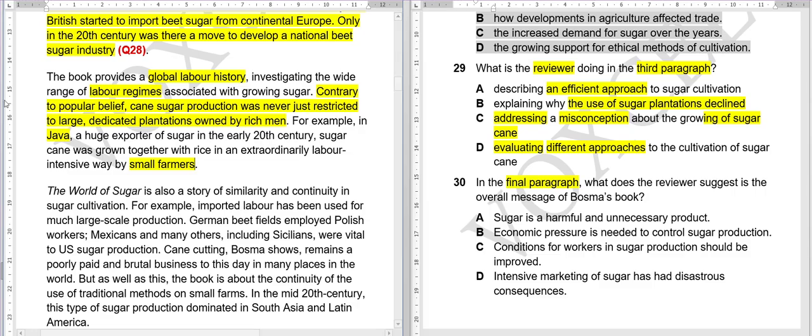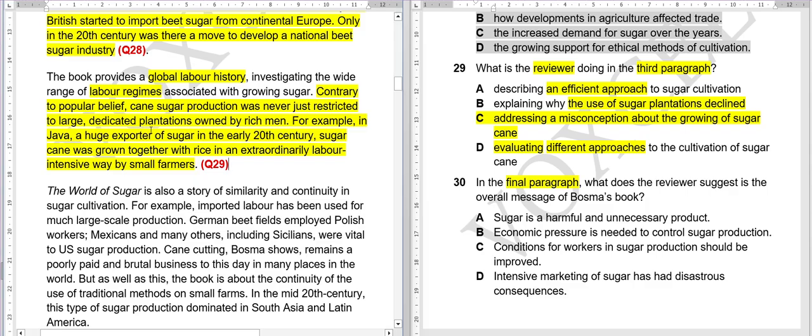Okay, time's up. And the answer to this particular question is A, B, C, or D? Yes, C. Addressing a misconception about growing of sugarcane. Where it is written, misconception about something. Misconception means people have understood it incorrectly. So contrary to popular belief, opposite to what people believe. So the reviewer is addressing the misconception. Let me just mark the location of this question first, then I will explain a bit more if you need so.